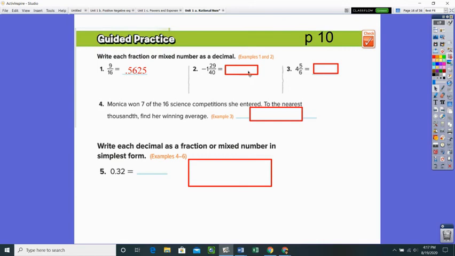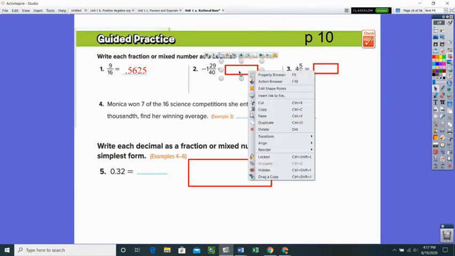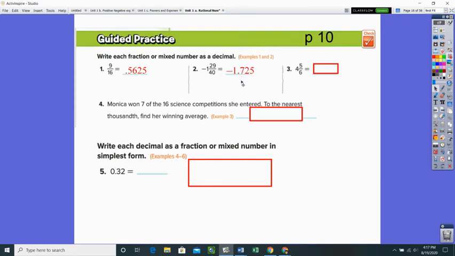Number 1 should be 0.5625. There were no rounding directions, so you would just leave that. Number 2, negative, the 1 goes in front, should be 725 after the decimal. And then 4.83 and only the 3 repeating. 7 out of 16, divide that. There was no simplifying the fraction.